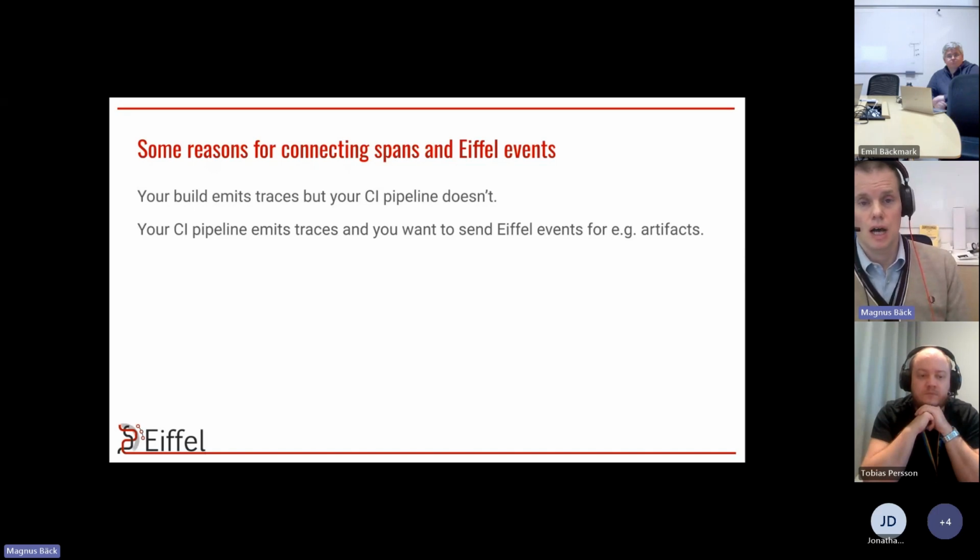However, you might have Eiffel support in your CI pipeline, and you want to connect your Eiffel events to the lower level spans that are sent in your build. Or it could be the other way around, that your CI pipeline emits traces, and you want to continue to send Eiffel events for artifacts, and afterwards you want to go in and look at an artifact and locate the trace where it was produced. That's another option. Or it could be some combination of these two in some way.